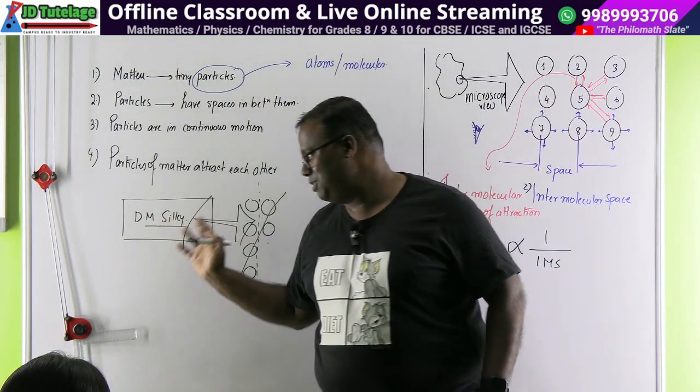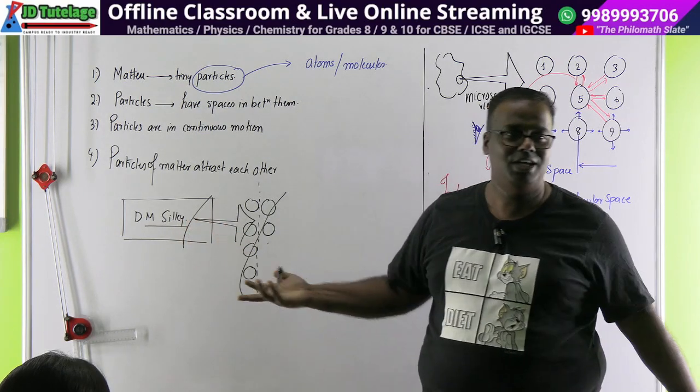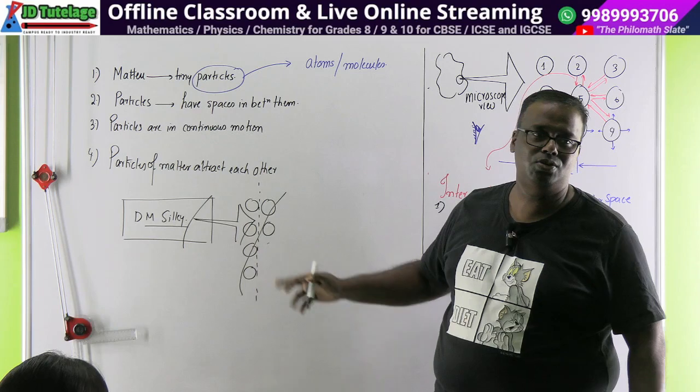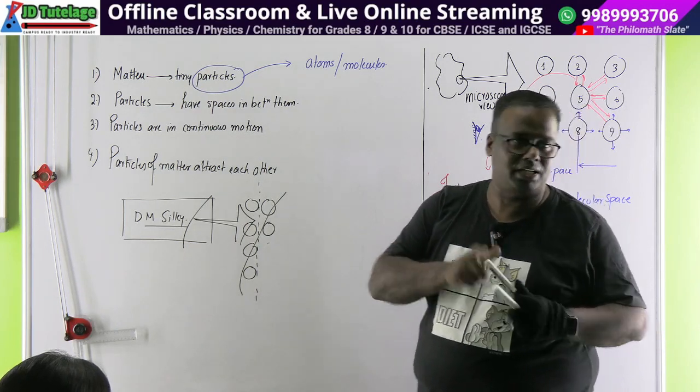Chocolate is supposed to be only four corners. Now, if you break it in that way, it becomes a trapezium, so you'll get one more corner. Have you understood? This clearly shows that particles of matter attract each other.